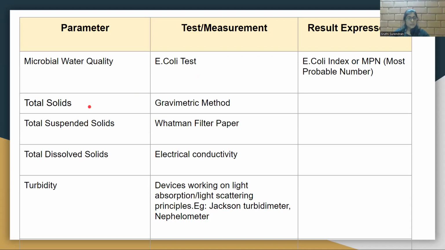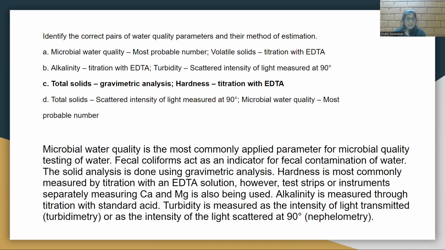So here, microbial water quality is done using the E. coli test. Total solids is done using the gravimetric method. Suspended solids using Whatman filter paper. Total dissolved solids using electrical conductivity, and turbidity is measured by scattering and absorption of light. So the answer is C, total solids gravimetric analysis. Hardness is done using titration with EDTA, using the indicator Eriochrome Black T.